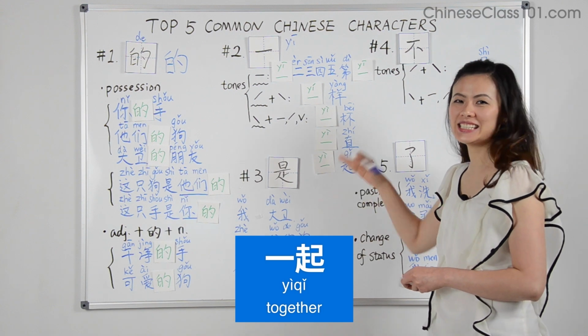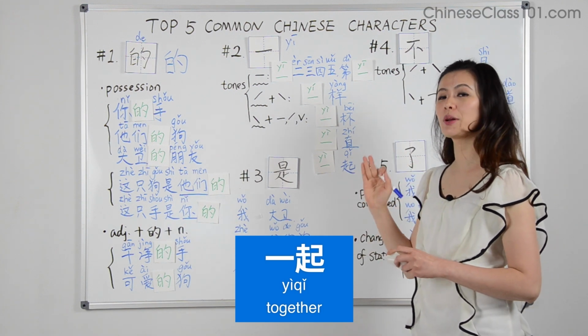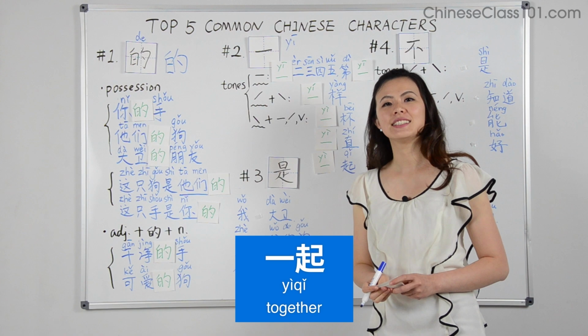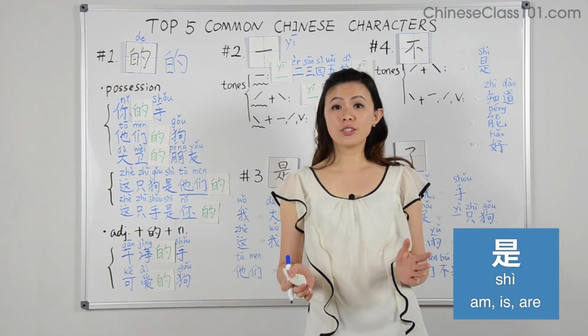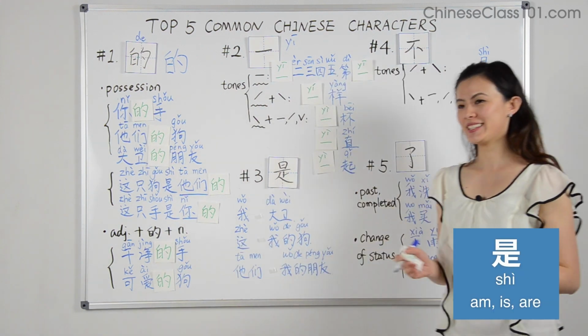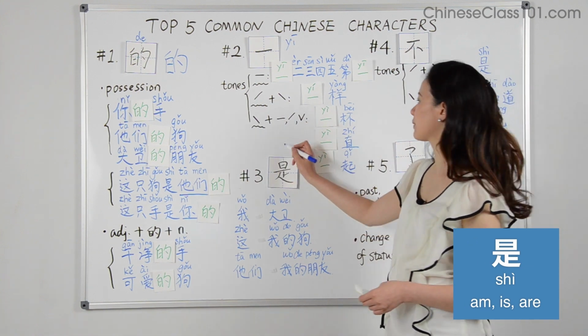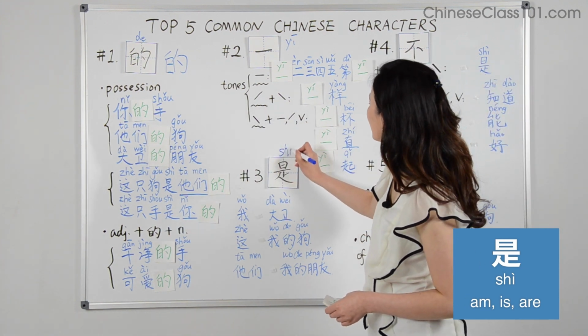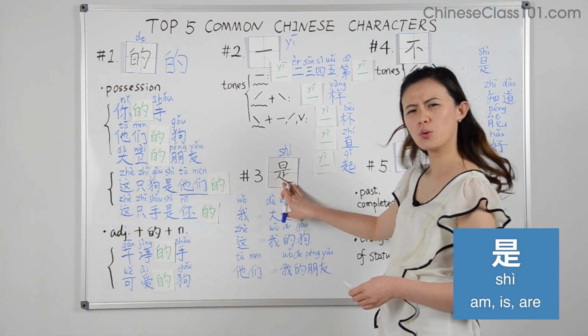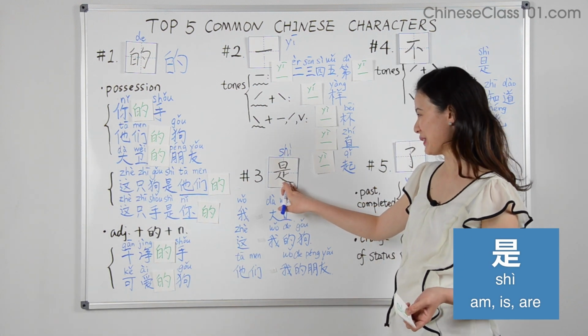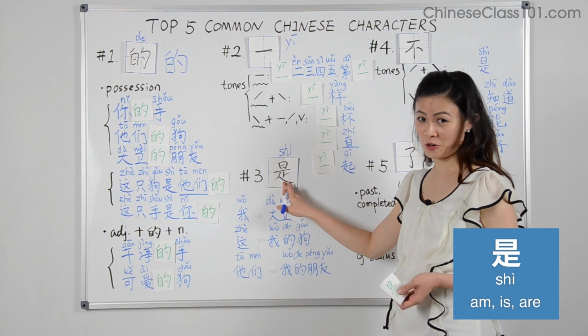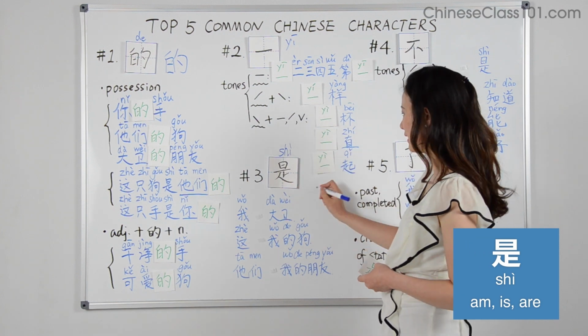一起 起 third down and up meaning together. 一起 The third most common 汉字 is 是. This character has a few more strokes. So to write it in the correct stroke order, please watch closely.